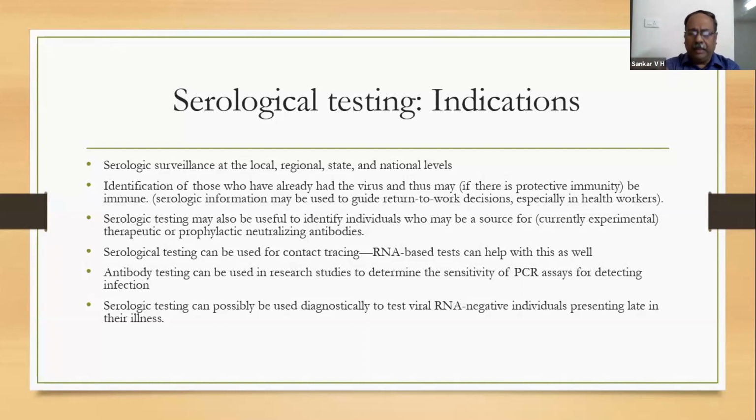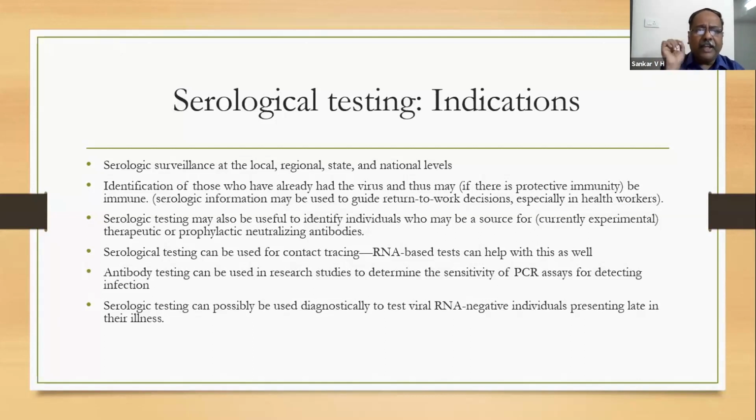But this is not the recommended protocol because we don't know whether these antibodies are lifelong, whether they are neutralizing antibodies, and whether they will protect you. There is no confirmation. For that, you have to do some special tests, but it can be used for this. And serological testing may also be used to identify individuals for therapeutic or prophylactic neutralizing antibodies. For plasmapheresis, we want to identify the patients who have antibodies, because this protocol will be started for moderate to severe patients, as we have already applied to ICMR for this phase 2 trial.